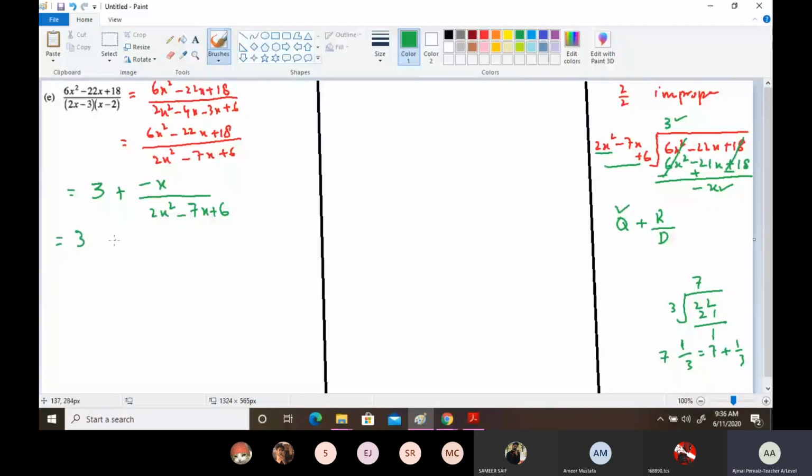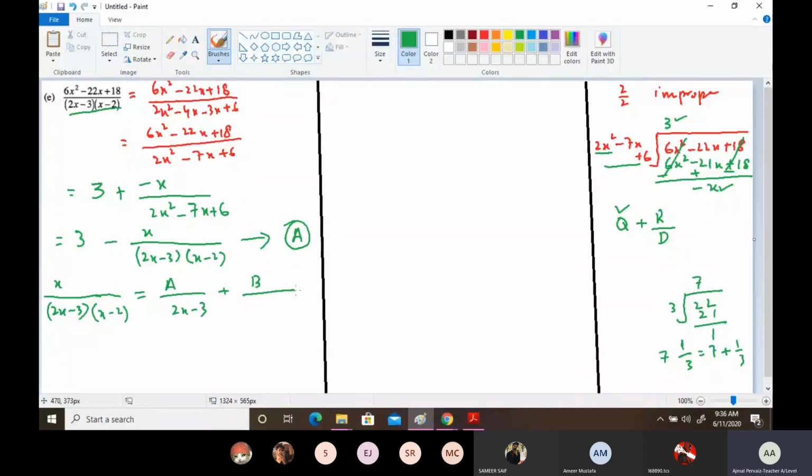Now 3 plus minus minus x over. We know this was actually this. So we don't need to think about its factors. It is already with us: 2x minus 3 and x minus 2. Now let's say this is our equation A. So I'm going to solve only this one, x over 2x minus 3 and x minus 2, because this is a proper fraction. I can split it into partial fractions, A over 2x minus 3. Now this is a simple question of the first exercise. Now this will go to the other side.